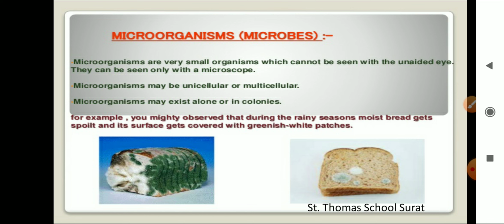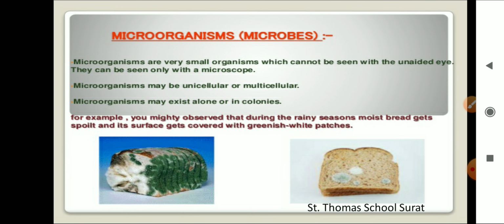They are very small organisms which cannot be seen with the naked eyes. They can be seen only with the help of what? With the help of a microscope. I made you understand what a microscope is. We have already learned in the previous class, isn't it? Then microorganisms may be unicellular or multicellular, isn't it? Microorganisms may even exist alone also, or in groups that we call colonies, right?